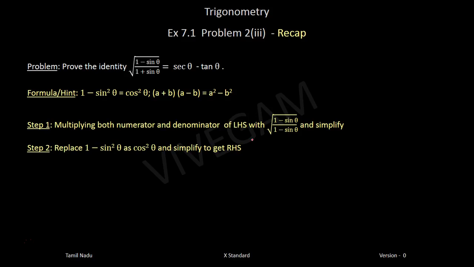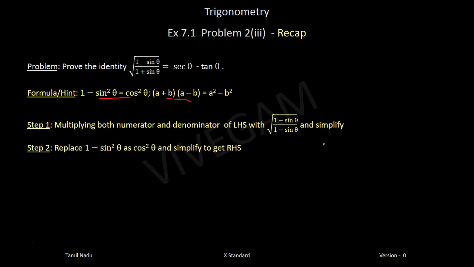Right, let's recap it. So you have this expression, and the hint is basically you will have to multiply both the numerator and denominator by the conjugate of the denominator. So that is root of 1 minus sin theta by root of 1 minus sin theta. You simplify it, and in the course you will use the formula (a plus b) into (a minus b), because you are multiplying 1 plus sin theta into 1 minus sin theta. That will get you a square minus b square, which is 1 minus sin square theta. And what is 1 minus sin square theta? That will be cos square theta. So replace with cos square theta, take the square root, and simplify to get the RHS.